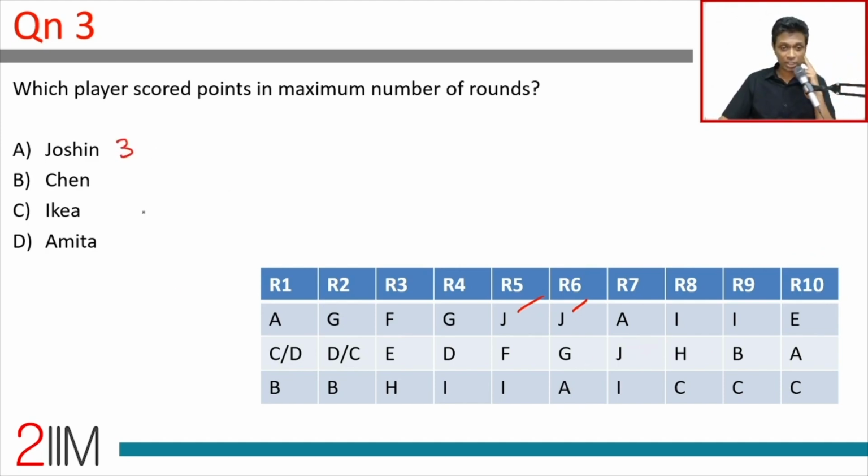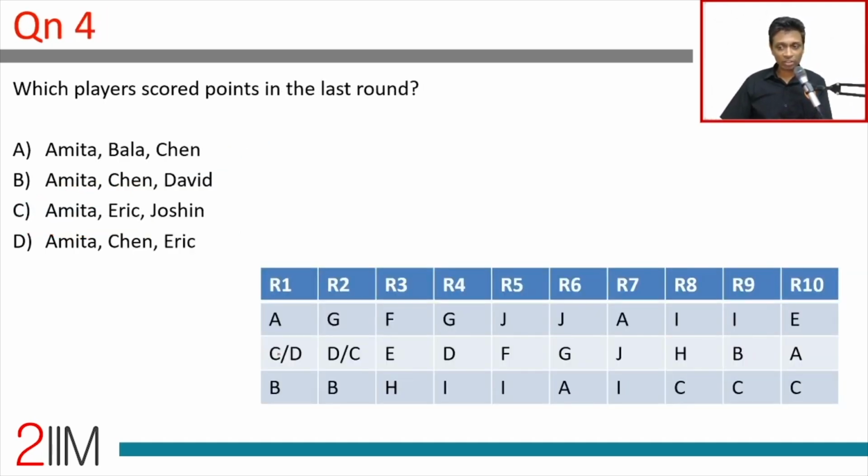Three. Shen is here, and three places here. Four. I is here in these two, this and this. Five. Oh, I think we have a winner. Ankita, A is present in 1, 2, 3, 4, only 4. IK is present in 5 different rounds. That's the answer we are looking for.